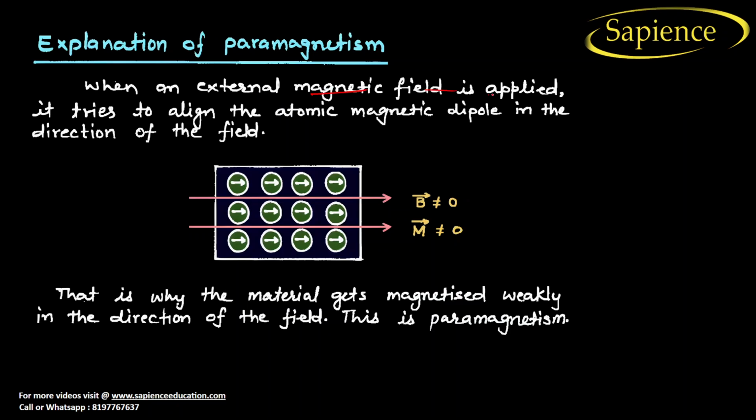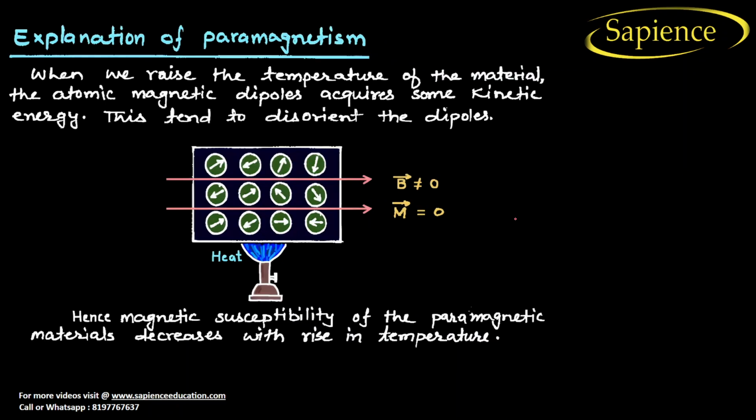Now let us suppose when an external magnetic field is applied, it tries to align the atomic magnetic dipoles in the direction of the field. See, let us suppose we have applied a magnetic field B. So what will happen? All random orientations will try to align themselves in the direction of the magnetic field. That is why the material gets magnetized. Why weakly? Because not all the magnetic moments will align perfectly in the direction of the field. This phenomenon is known as paramagnetism.